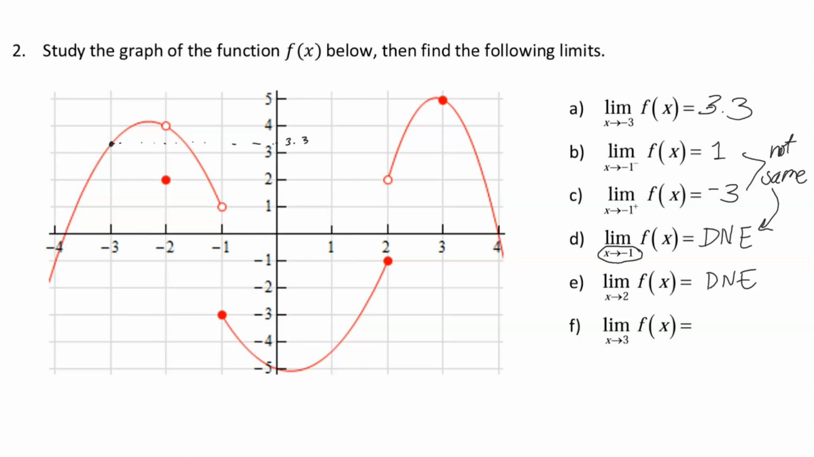So when x is approaching 3, the function from the left is approaching 5, from the right is also approaching 5, so the limit is 5.